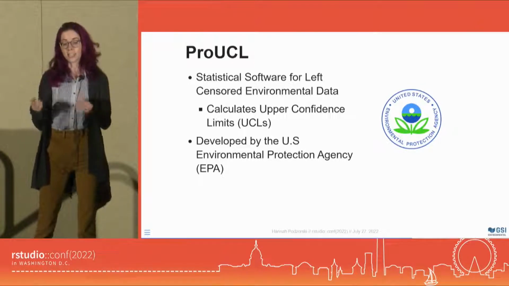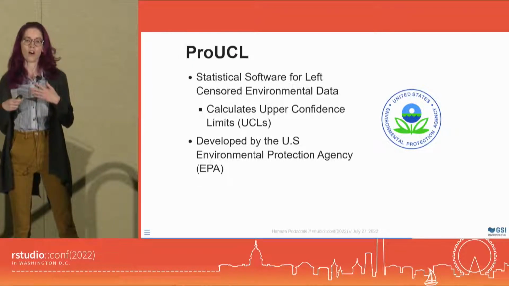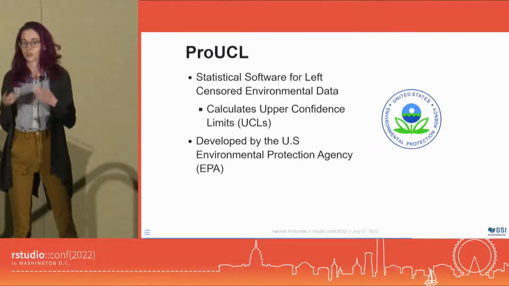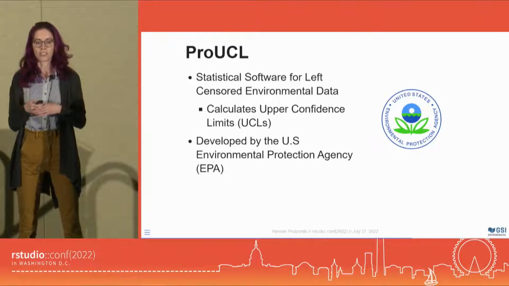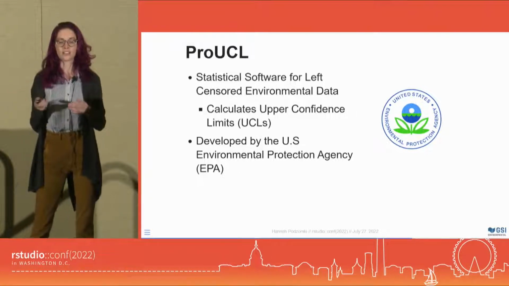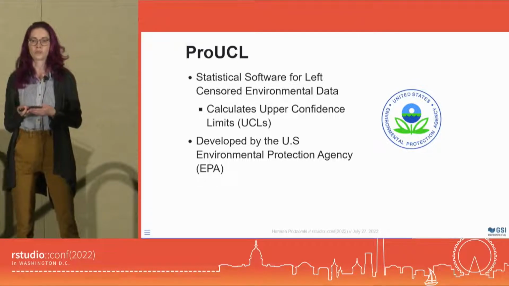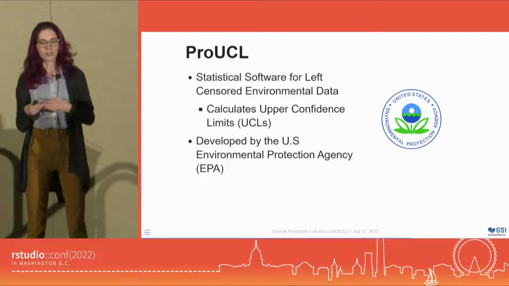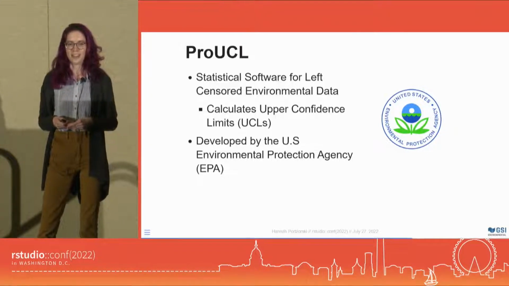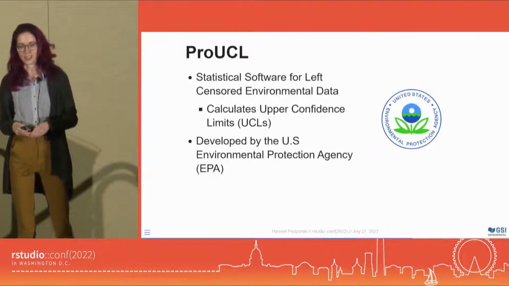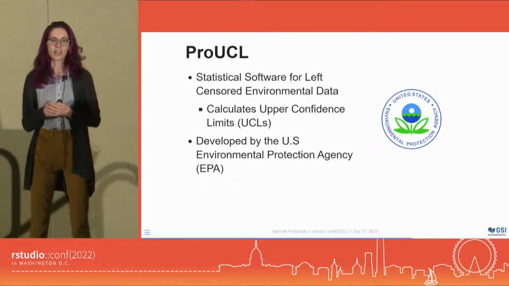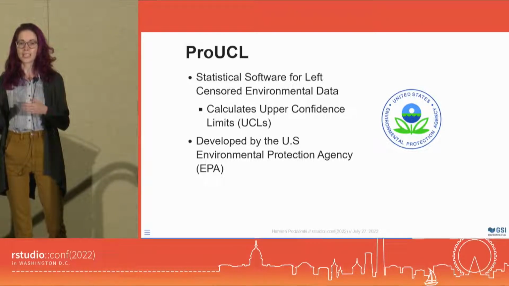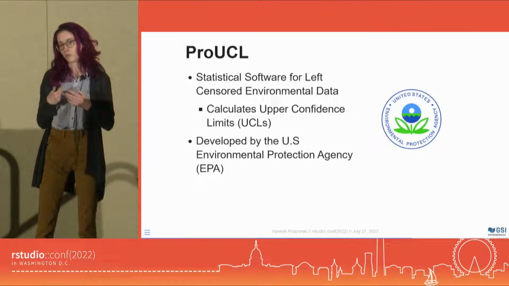So ProUCL takes that uncertainty into account when doing simple statistics like means and standard deviations, as well as more complex statistics like distributions and upper confidence limits. So ProUCL is definitely solving a problem for us, but it has some less than great design features, one of which is it will crash if you put too much data into it. And by too much, I mean about 10,000 records, which for the type of projects we're working on, which require us to analyze hundreds of compounds in a variety of environmental media, we were having to run ProUCL multiple times.